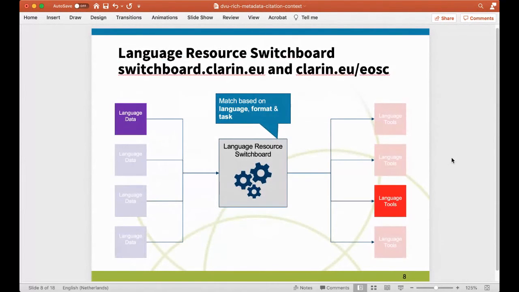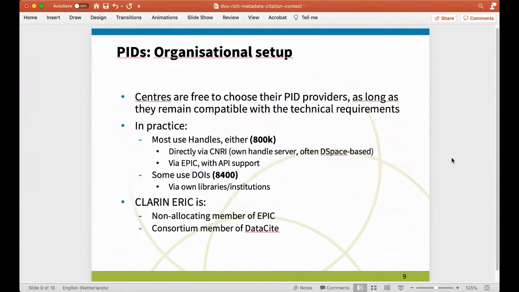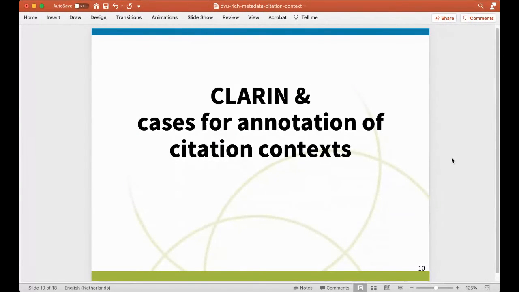Yes, and this is actually where in a few minutes I will come back to in terms of the annotation needs. Something a bit technical but not irrelevant. How are people citing data sets these days in Clarin centers? Well, through persistent identifiers. That's one of the agreements, obviously for FAIR reasons. Most of our centers use handles, some use DOIs, and some even use both. And organizationally speaking, we're a member of EPIC and DataCite. But good, that's a bit for the initiating context. Now up to the cases for annotation of citation contexts.